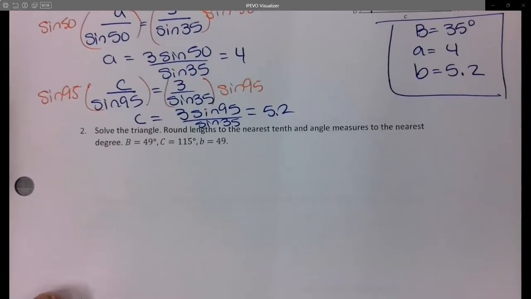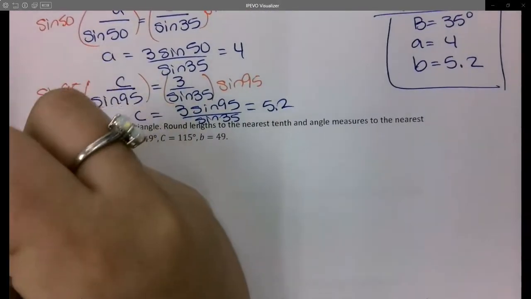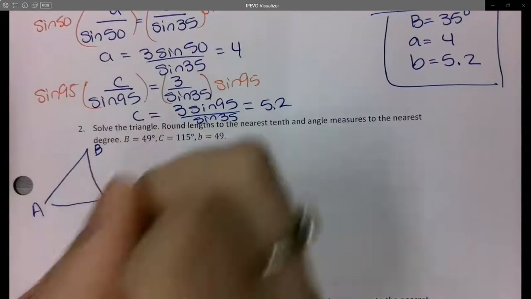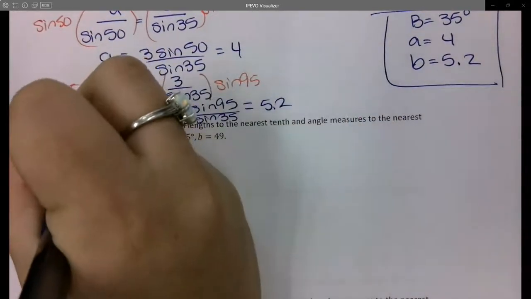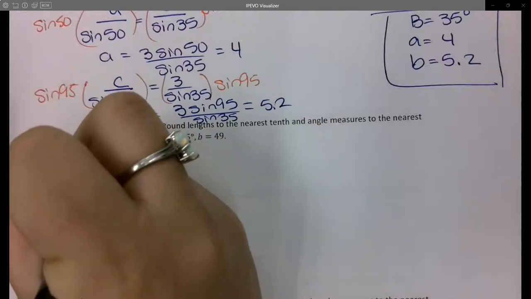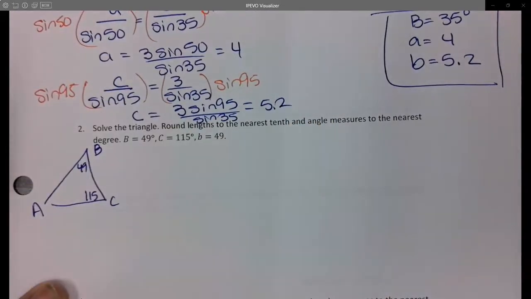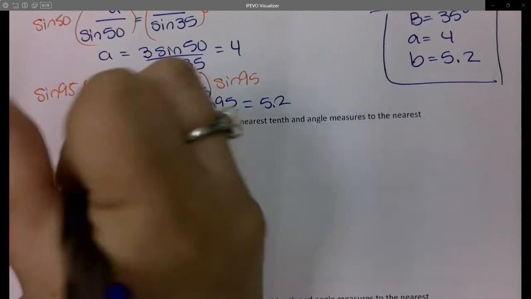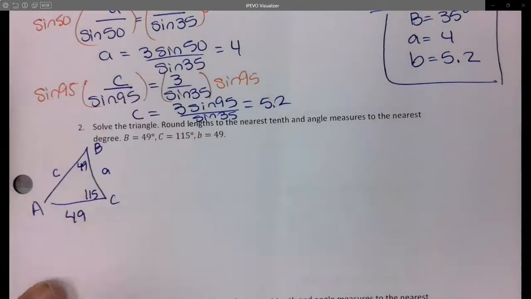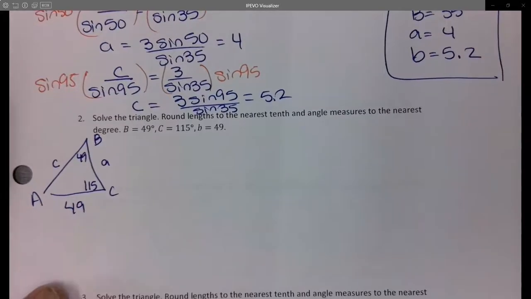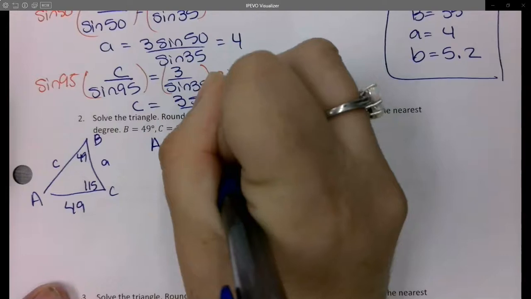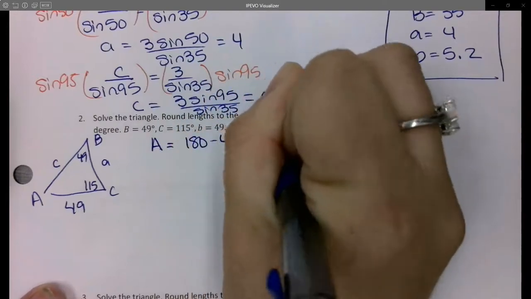Number 2, it gives me two angles and a side length again. So I'm going to start off by drawing my triangle. I know B is 49, C is 115, and B is 49. So I need to solve for side length A, side length C, and angle A. I'm going to start off with my angle. I'm going to do 180 minus the 49 minus the 115.